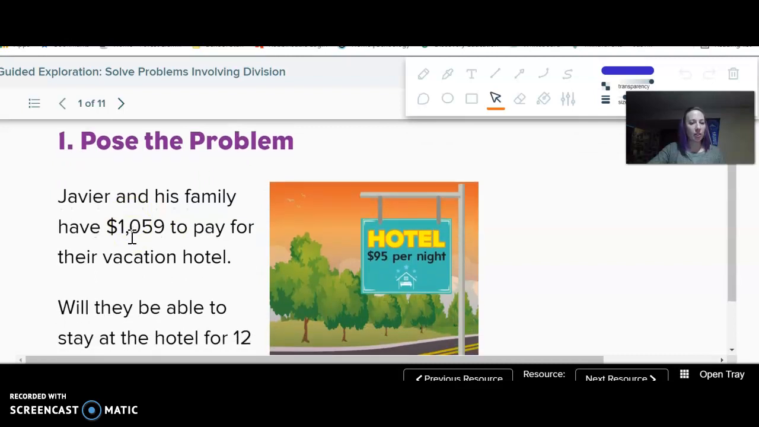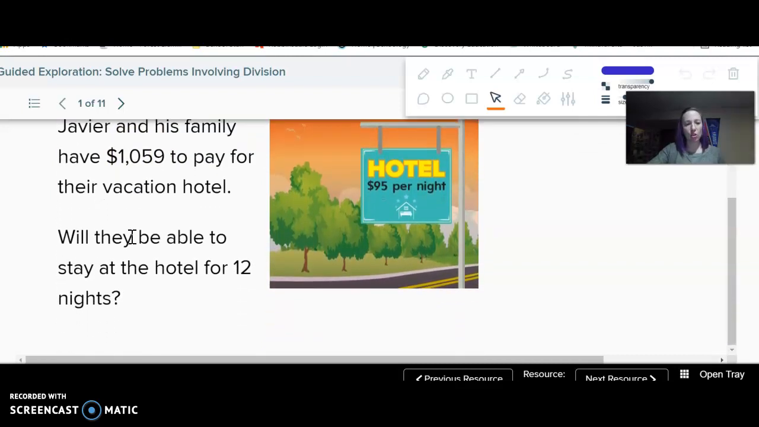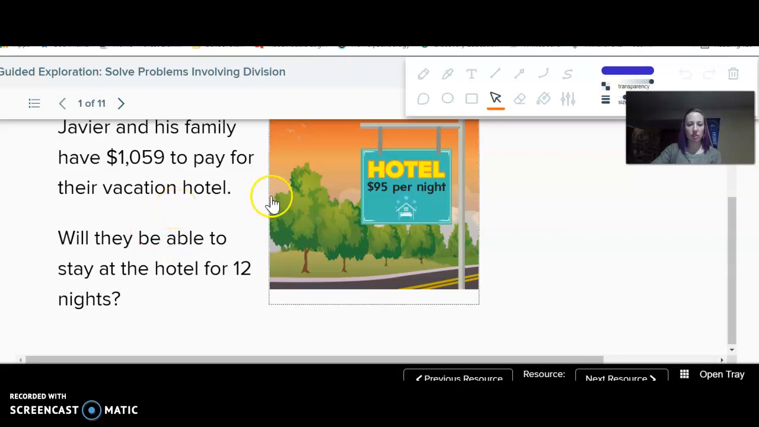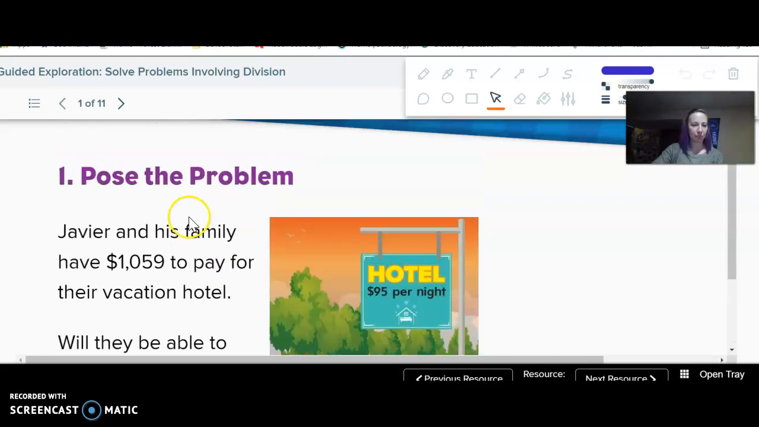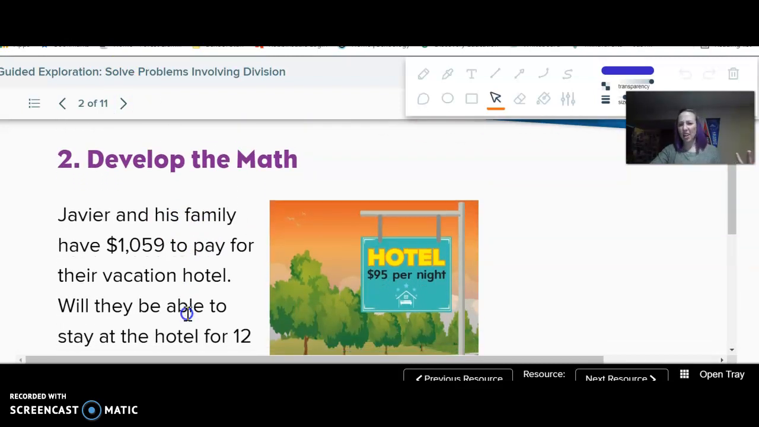So Javier and his family have $1,059 to pay for their vacation hotel. Will they be able to stay at the hotel for 12 nights? Okay, relevant problem. You have a certain budget for a vacation. How many nights can you afford to stay there, given it's $95 per night? Which you might think, oh, is that a lot? Not a lot? Kind of depends on where you are.